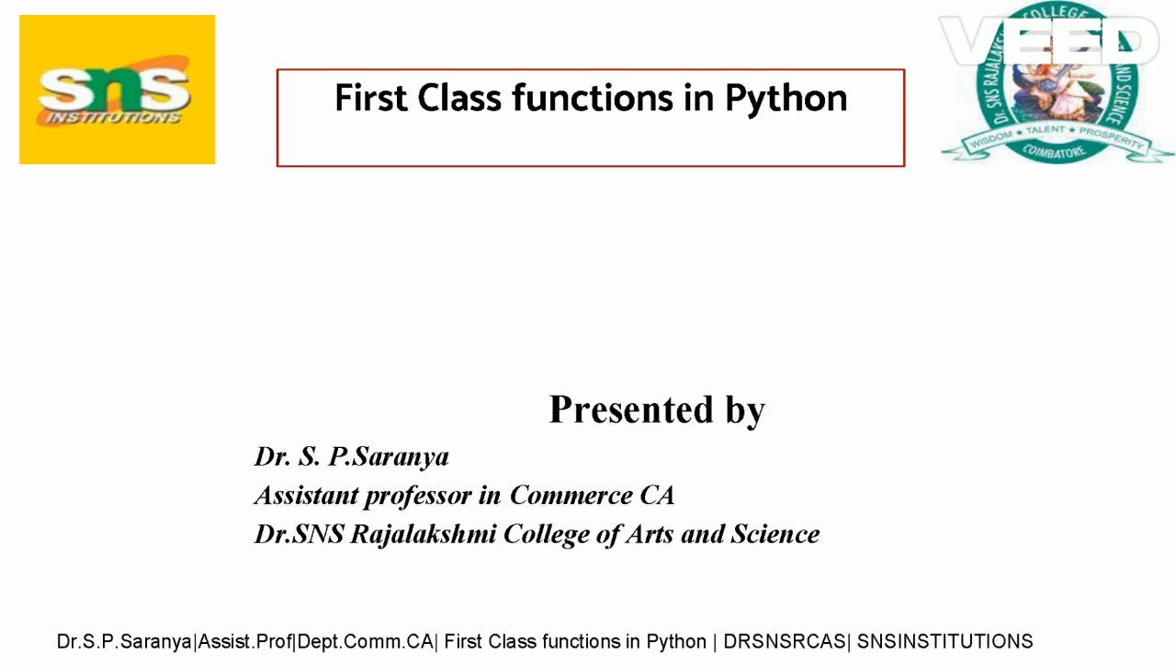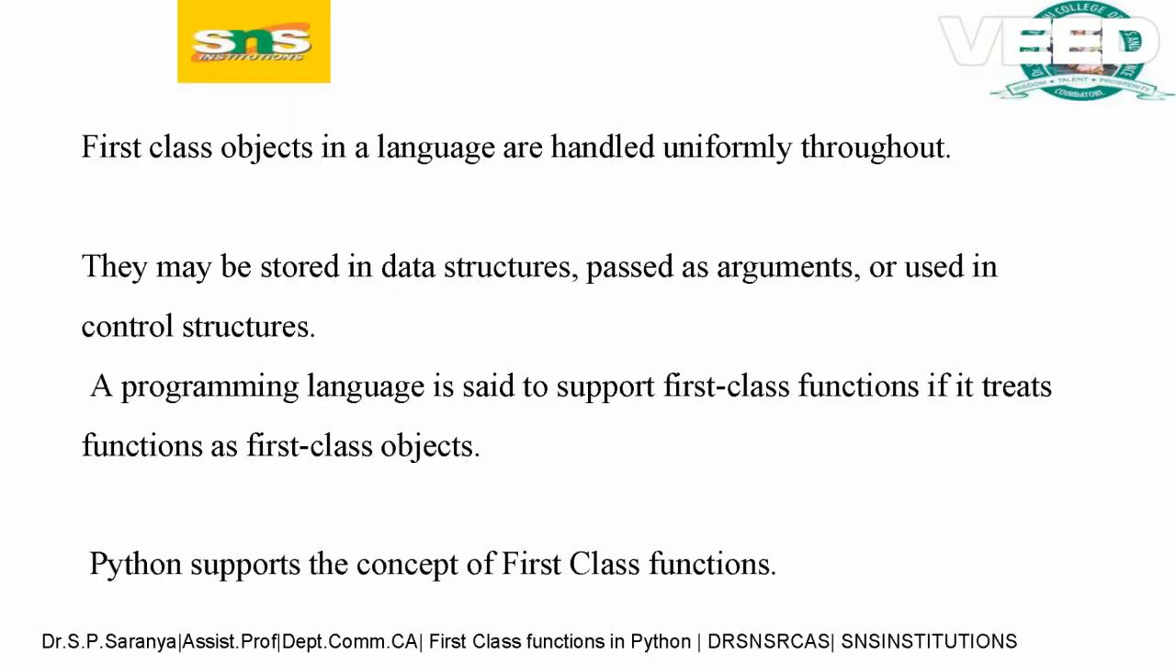Today's class, we are going to see about the first class function in Python. First class objects in a language are handled uniformly throughout. They may be stored in data structures, passed as arguments, where the argument means values, either text values or numeric values, and used in control structures.